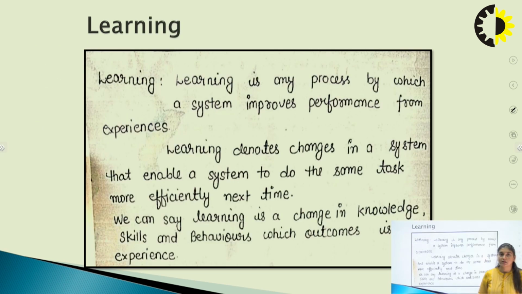So first is, what is learning. Learning is any process by which a system improves the performance with experiences, and it denotes the changes in a system that enables the system to do the same task more efficiently next time. And we can say learning is a change in knowledge, skills, behavior, which outcomes from an experience. So with experience, a system is improving, and this process is known as learning.